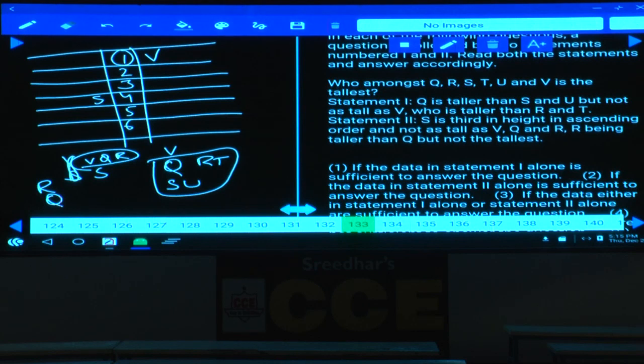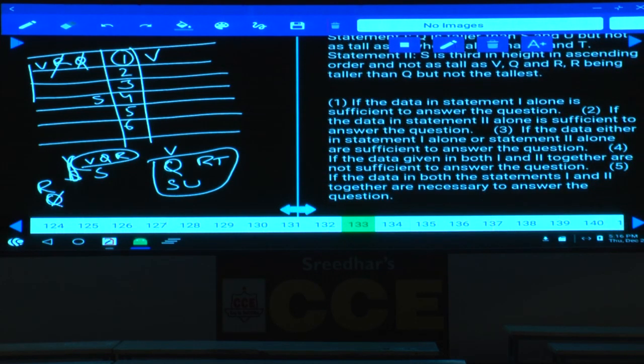Now, in the first three places, who can be here? Either V or R or Q must be at the first three places because all these three persons are taller than S. And out of V, Q and R, Q cannot be at the first place because R is taller than Q. Again, R cannot be in the first place because R being taller than Q but not the tallest. R cannot be the tallest. And who is the tallest here? Again, V is the tallest. 1 alone is sufficient, 2 alone is also sufficient. Either 1 or 2 alone is sufficient, choice 3.